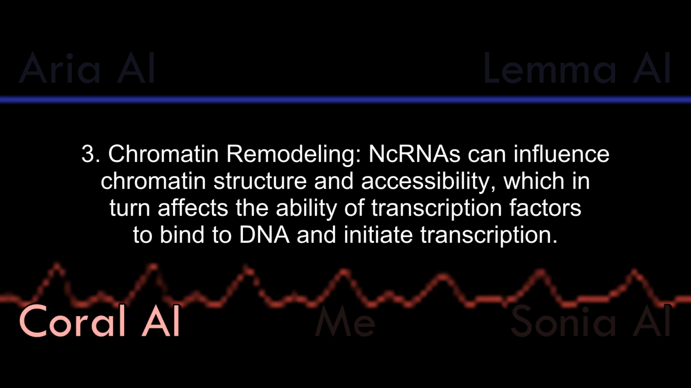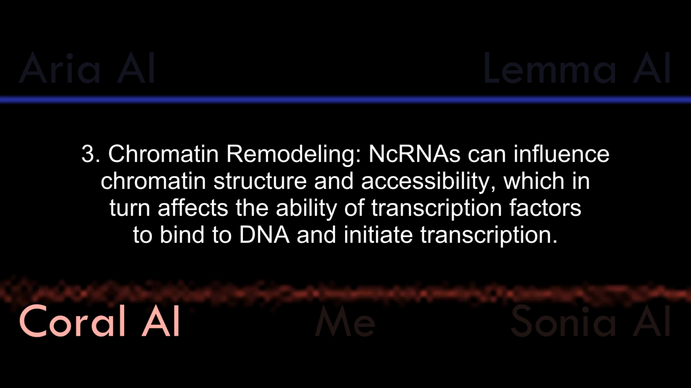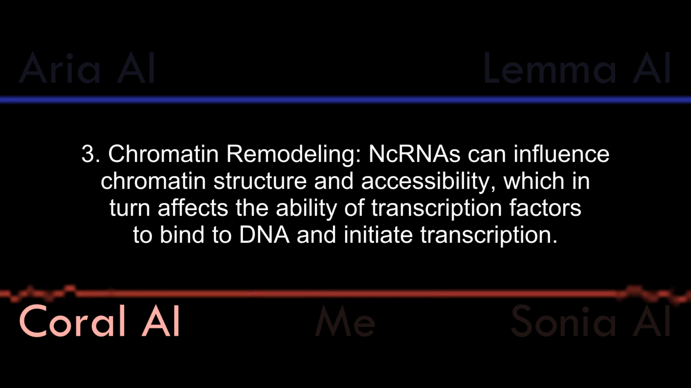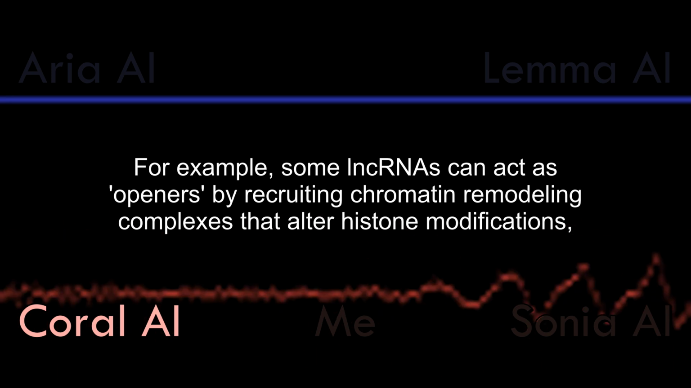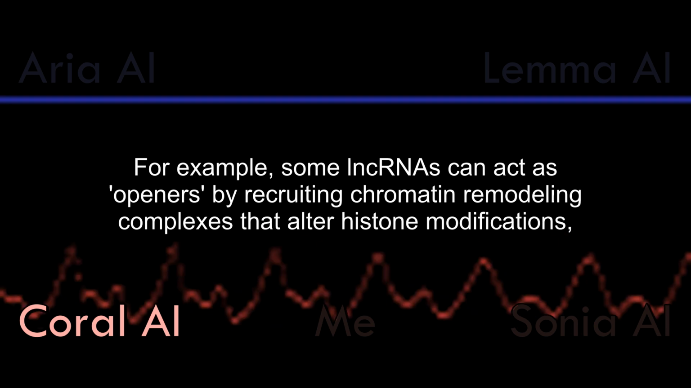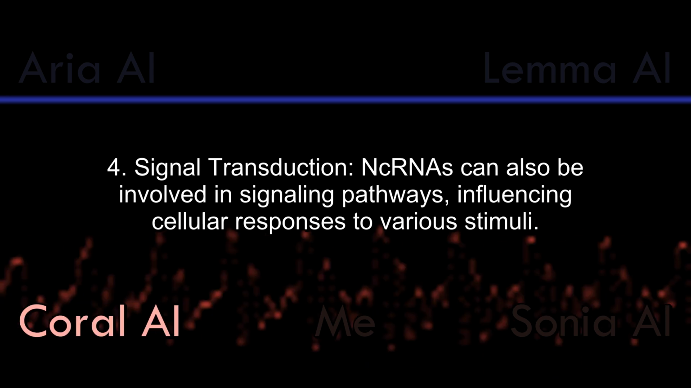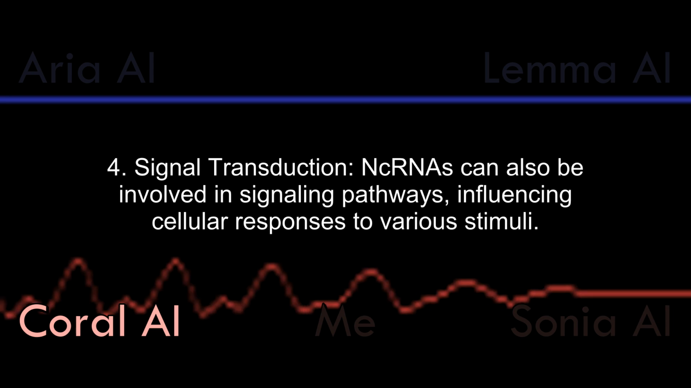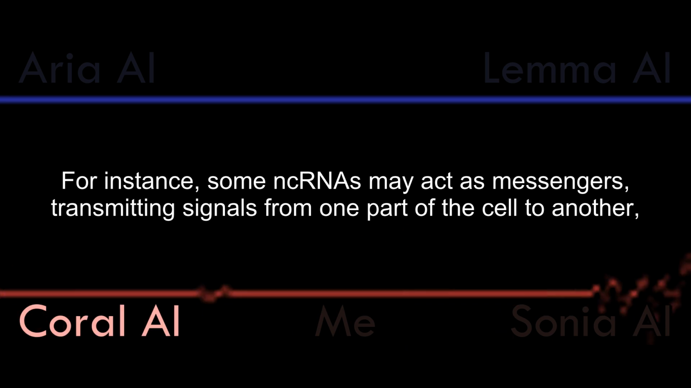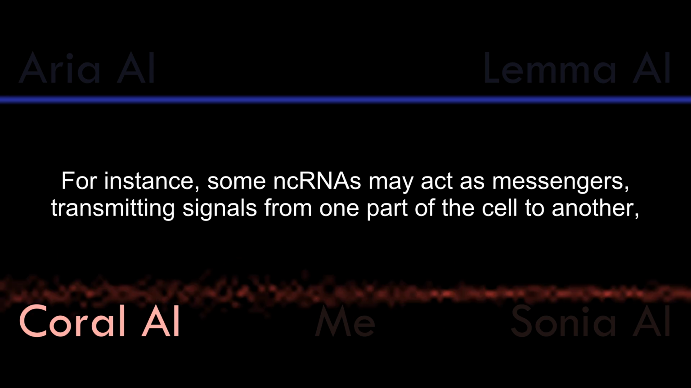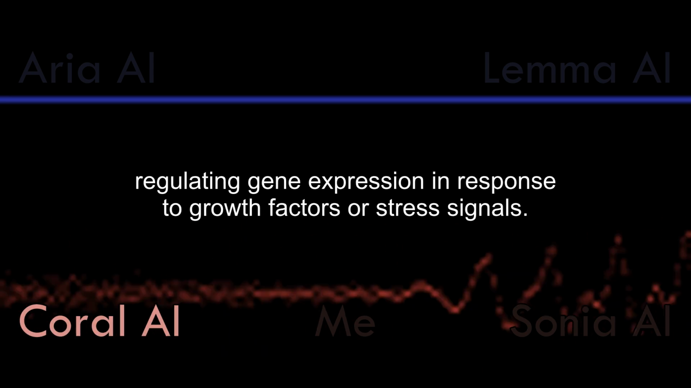3. Chromatin remodeling. ncRNAs can influence chromatin structure and accessibility, which in turn affects the ability of transcription factors to bind to DNA and initiate transcription. For example, some LNC-RNAs can act as openers by recruiting chromatin remodeling complexes that alter histone modifications, making DNA more accessible for gene expression. 4. Signal transduction. ncRNAs can also be involved in signaling pathways, influencing cellular responses to various stimuli. For instance, some ncRNAs may act as messengers, transmitting signals from one part of the cell to another, regulating gene expression in response to growth factors or stress signals.